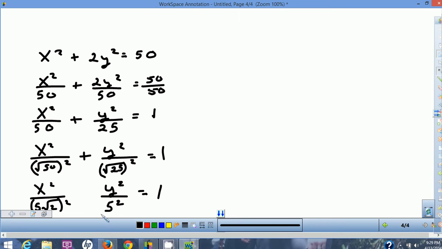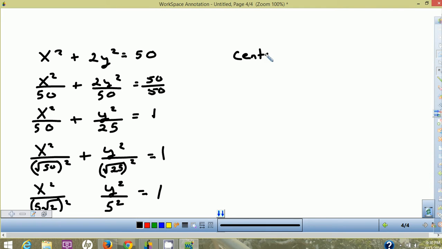So what are my center, my foci, and my vertices? Well, center is pretty easy. Do I have an H and K? I'm not adding or subtracting anything to X and Y, so my center here happens to be 0, 0. I don't have X minus 3 or X plus 4 to change that.